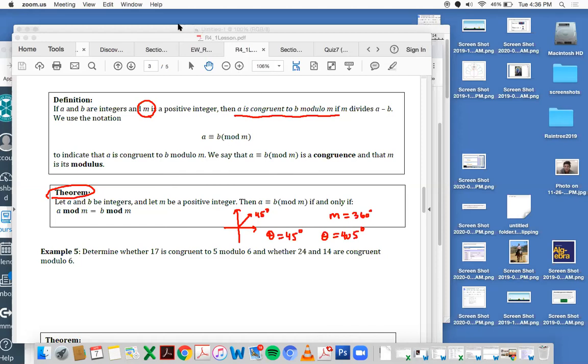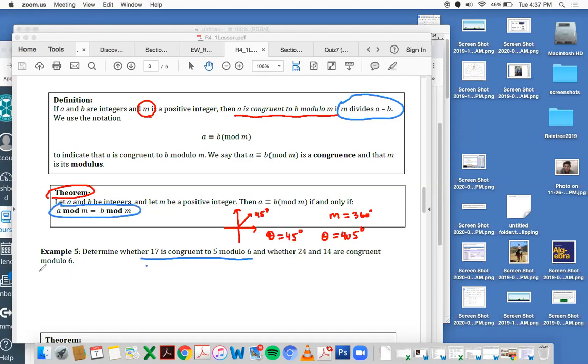All right, so let's look at some problems. We're going to determine whether 17 is congruent to 5 modulo 6, and whether 24 and 14 are congruent modulo 6. So there are two problems here. Let's look at this one first. There are two ways to show congruency. You can either show it with this or we can show it with this.